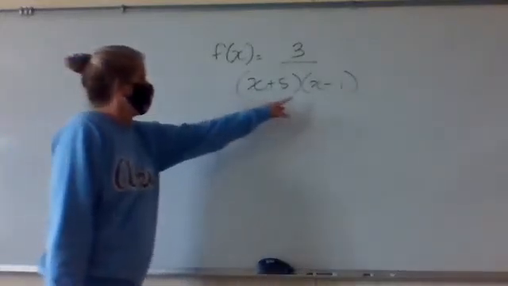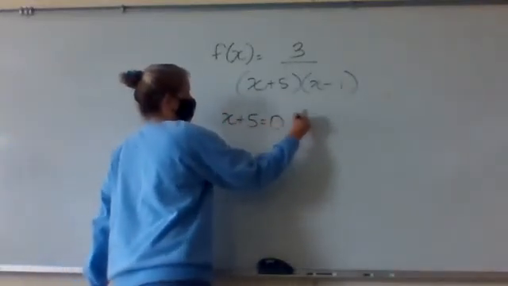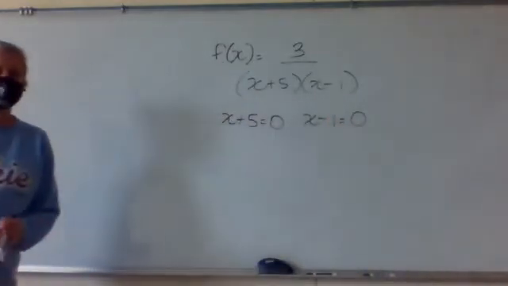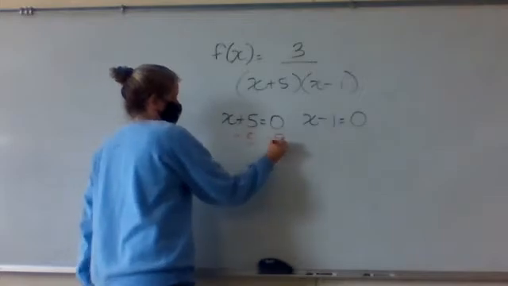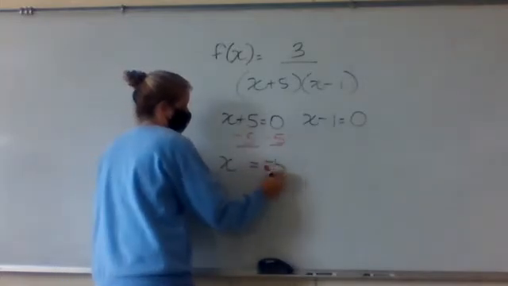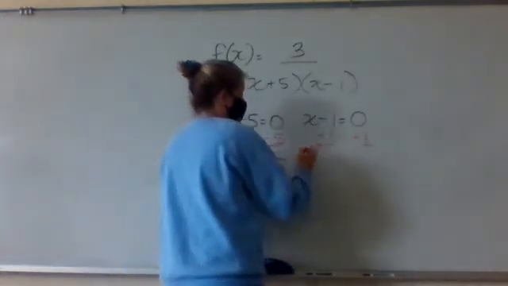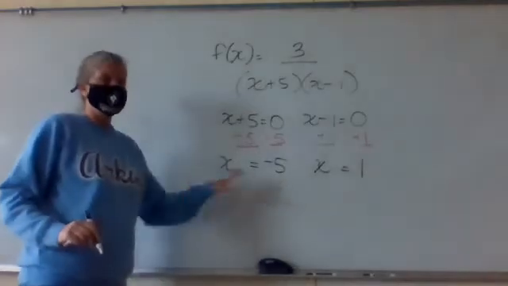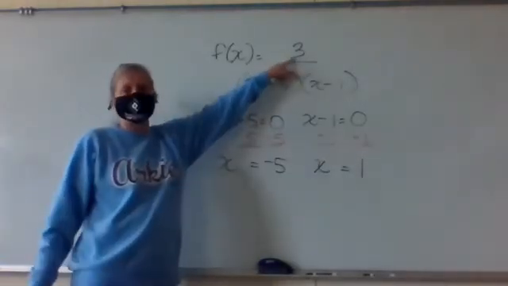So again, set your factors equal to 0. Solve them for x. So subtract 5's here. So x equals negative 5. Add 1's here. So x equals 1. So just double check yourself and make sure negative 5 and 1 aren't zeros of the numerator.